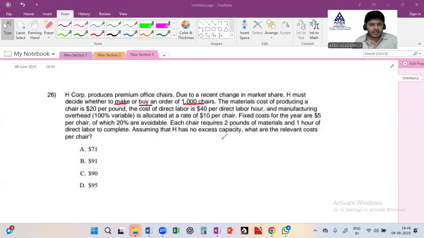The fixed costs for the year are $5 per chair, out of which 20% are avoidable. Each chair requires 2 pounds of materials and 1 hour of direct labor to complete. Assuming that H has no excess capacity, what are the relevant cost per chair?